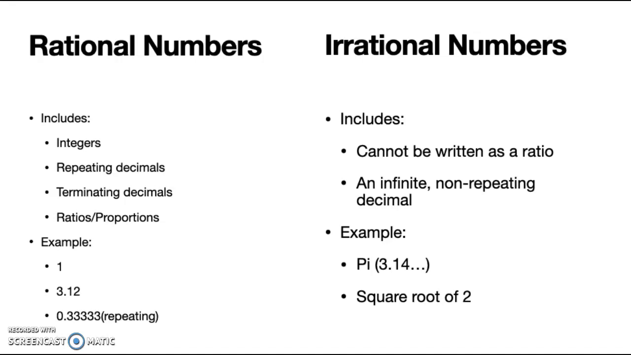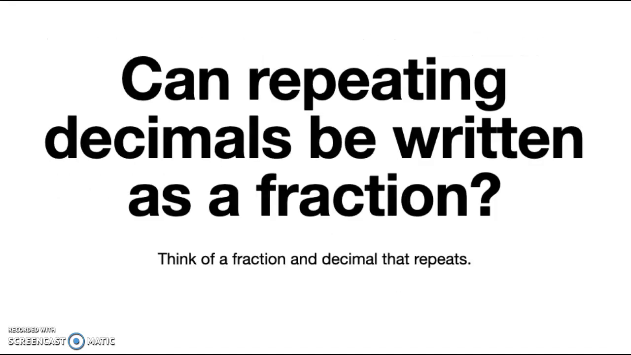Irrational numbers cannot be written as a ratio, so they can't be written as a fraction. And they have an infinite non-repeating decimal. So as we discussed before, pi is 3.14, a non-repeating decimal that goes on infinitely, along with the square root of 2. Now that we have this discussed, can repeating decimals be written as a fraction?